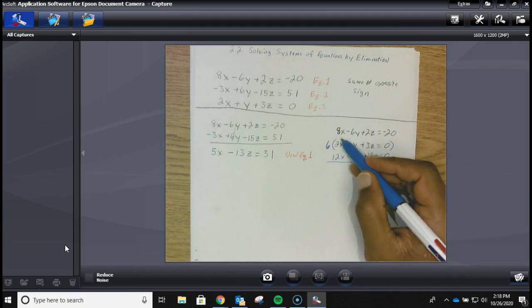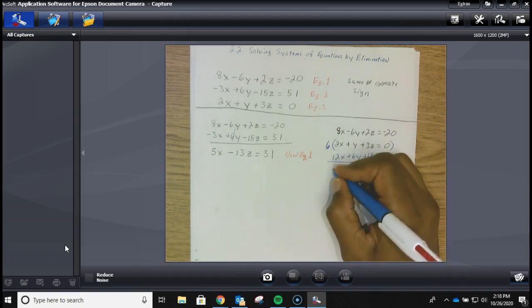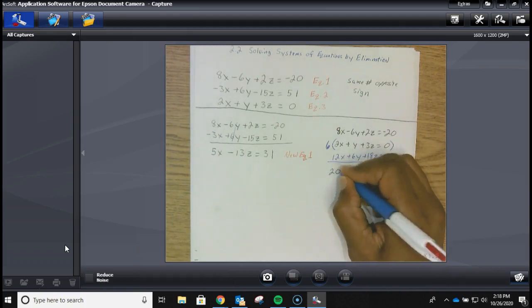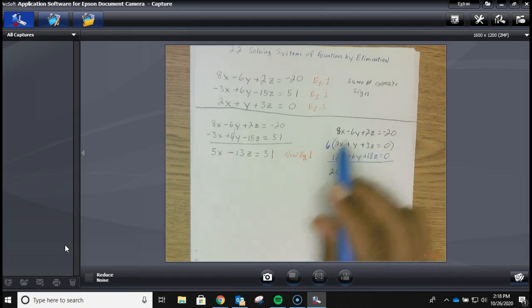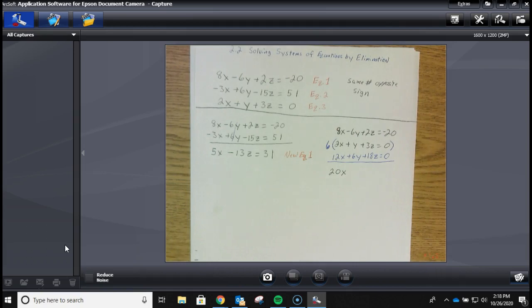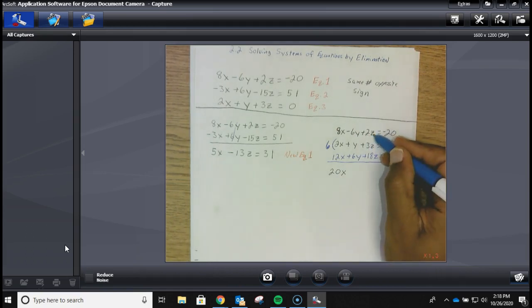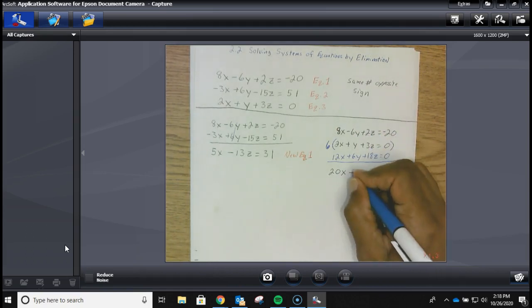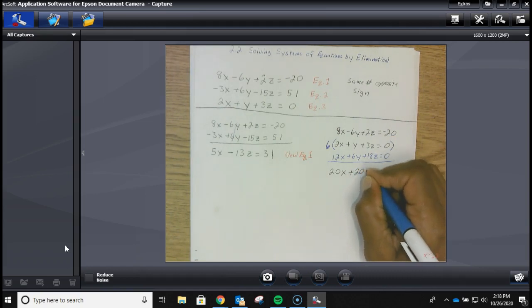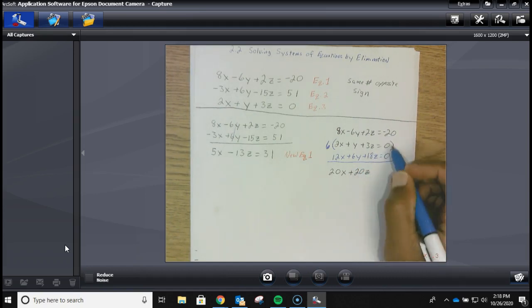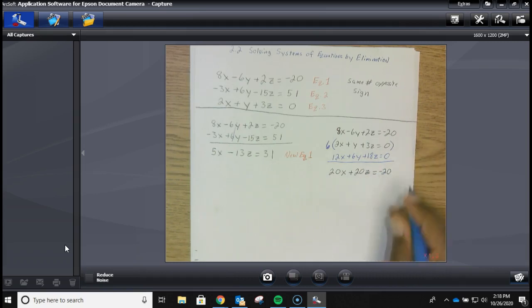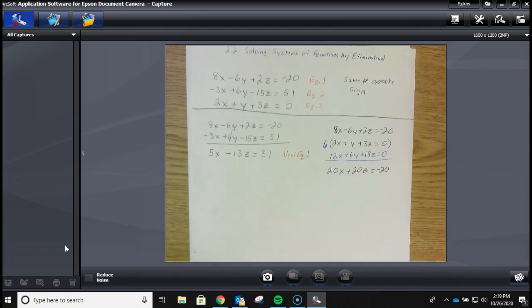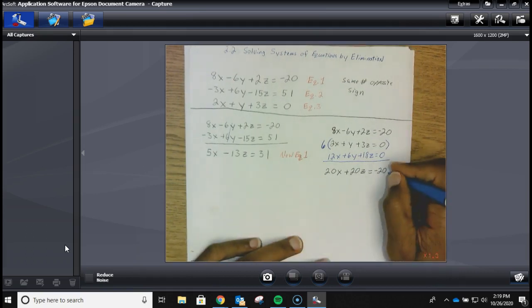So 8x plus 12x gives me 20x. Negative 6y plus 6y, the y's cancel out again. That's great. 2z plus 18z gives me 20z. Negative 20 plus 0 equals negative 20. So that's my new equation 2.